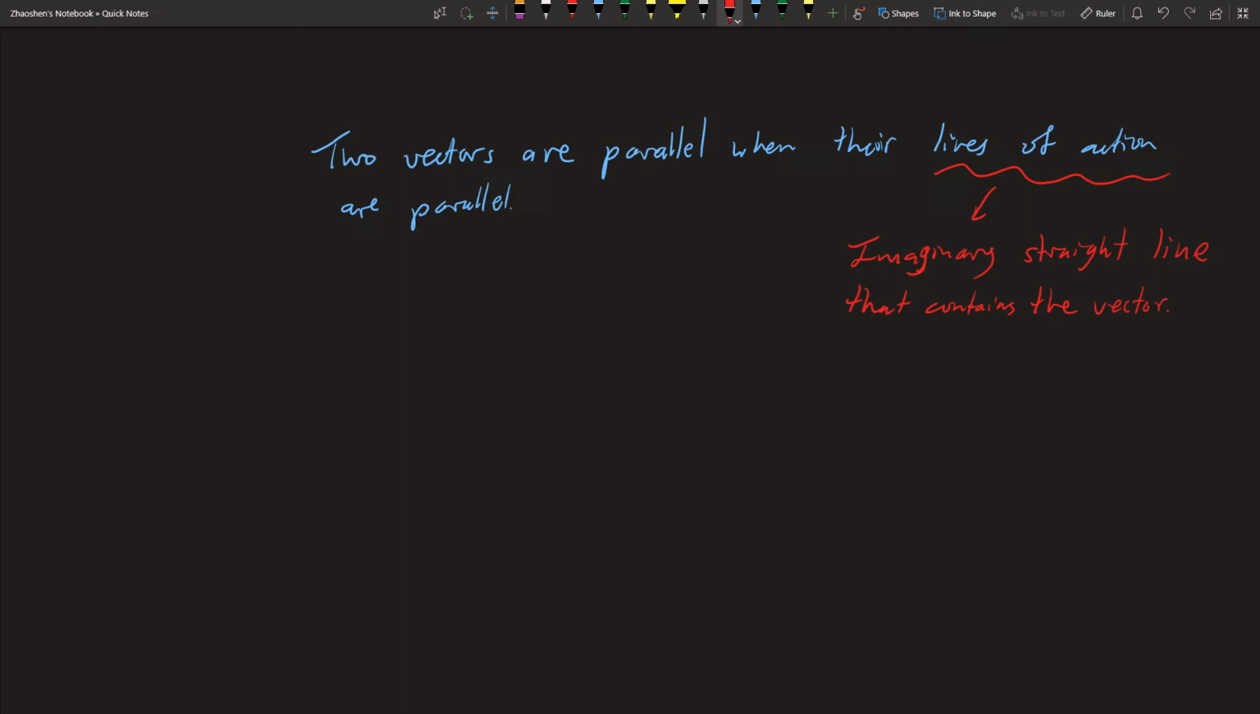So the line of action of the vector v, for example, you have this vector v, is this line here. I'll draw it in blue and dotted. So this line, let me draw it better down here, this line. This is the line of action of v.